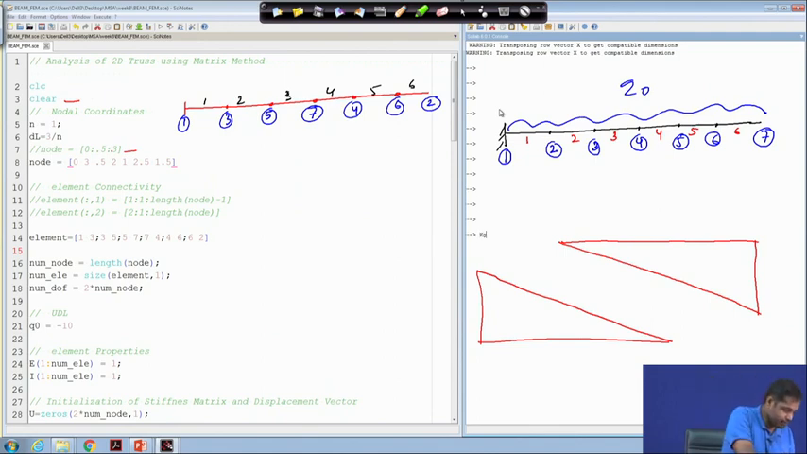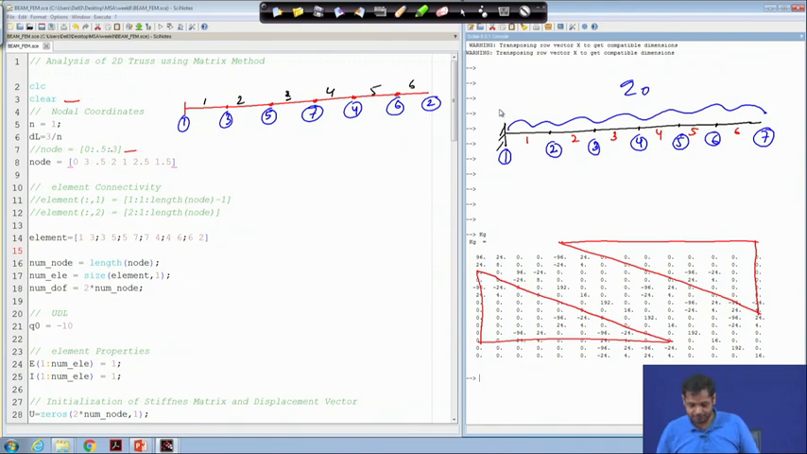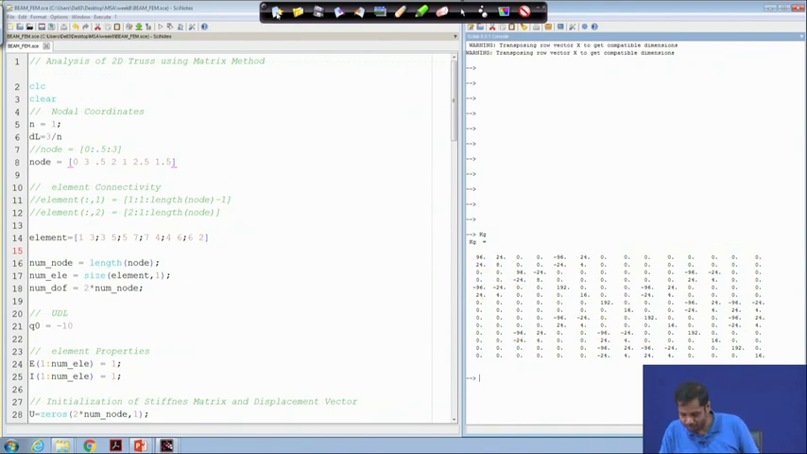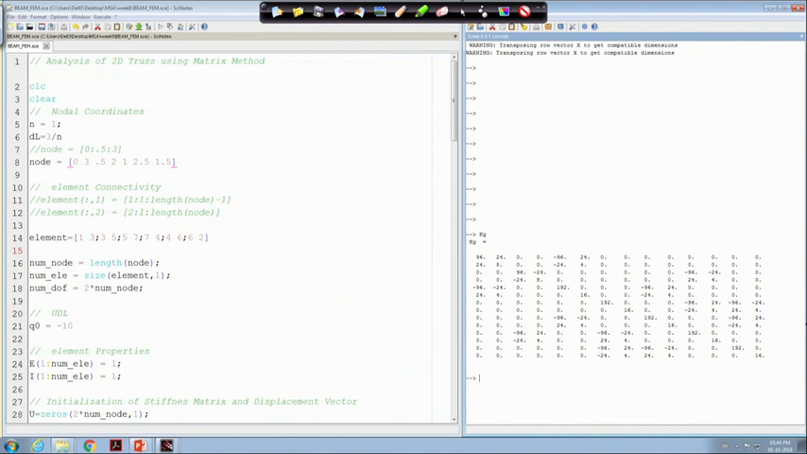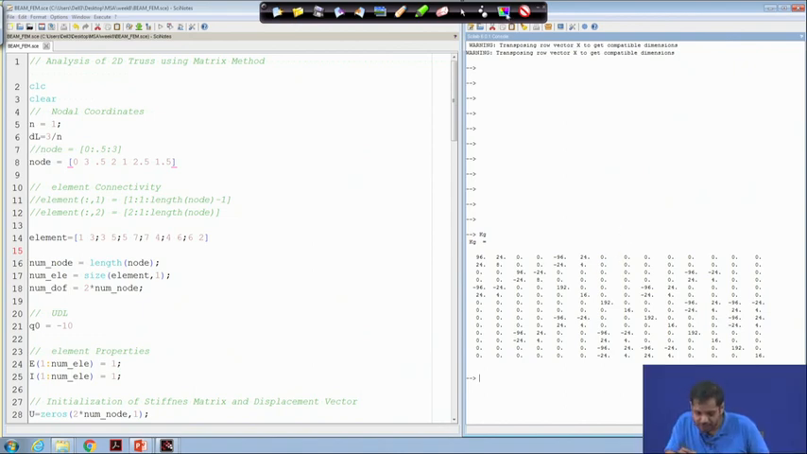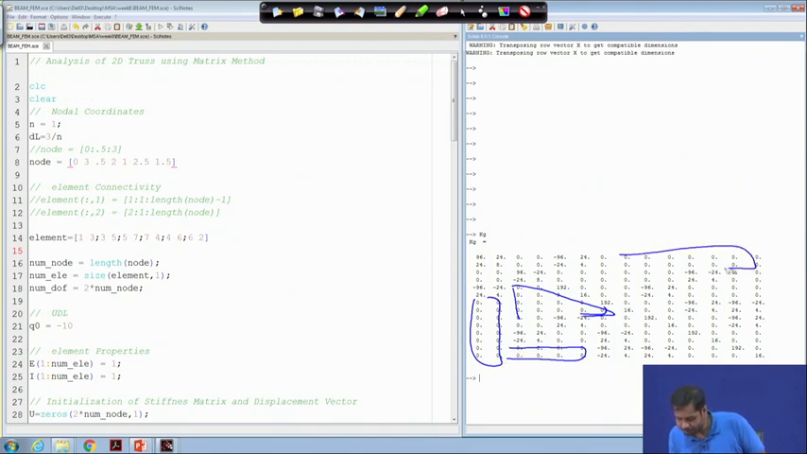Let us see what the stiffness matrix is. This is the stiffness matrix. You see, this stiffness matrix is no longer a banded stiffness matrix. Some of the elements are 0 here, some are 0 here, and some are 0 here. So, this stiffness matrix is not banded.